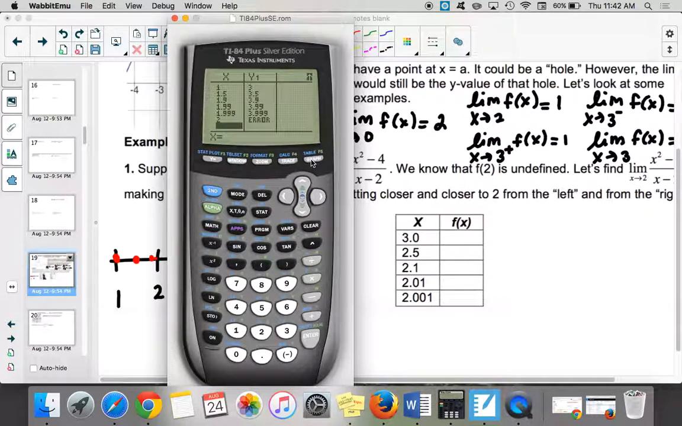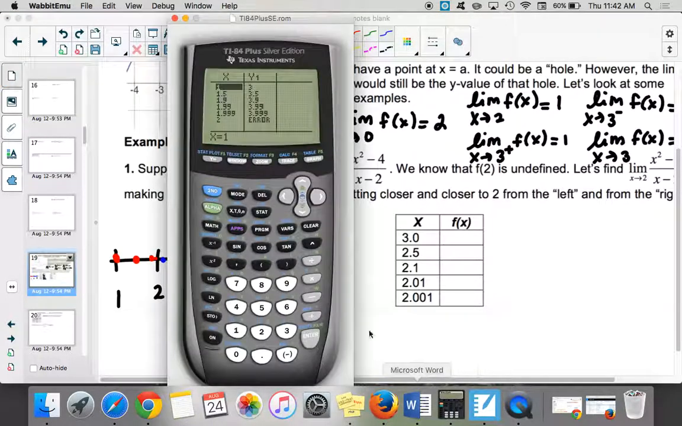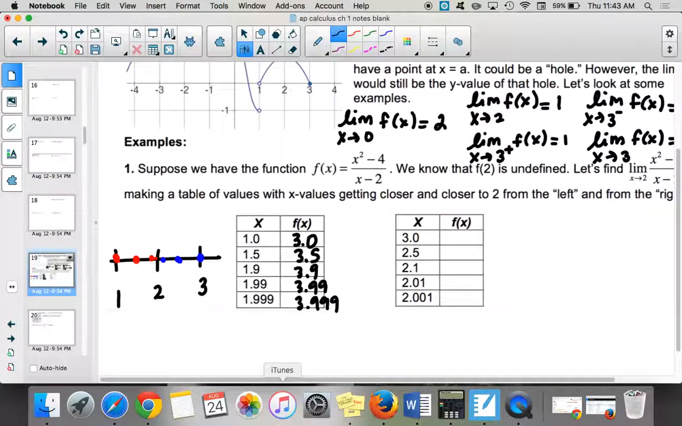So now do second, and then table is under the graph button. Now let's plug in these other numbers, going from the right side. I'm going to plug in 3, 2.5, 2.1, 2.01, and so on. Are we still getting closer and closer to 4? Yeah, you can do 2.0001. It looks like 4 there, but it rounded to 4, so sometimes it will round up. So we're getting 5.0, 4.5, 4.1, 4.01, 4.001. Both of these are getting closer and closer to 4.